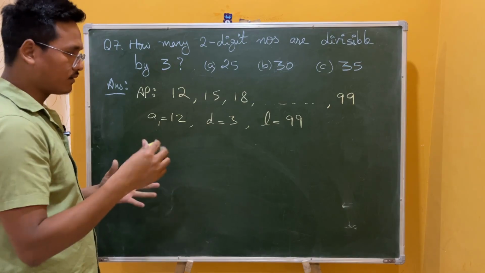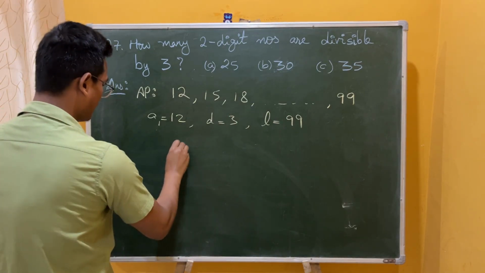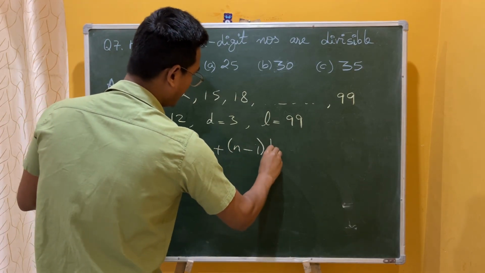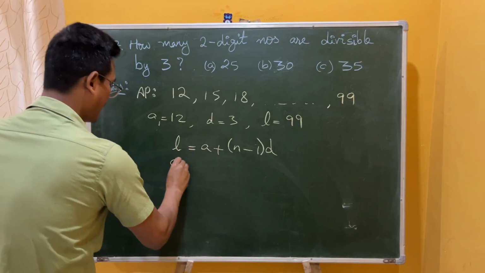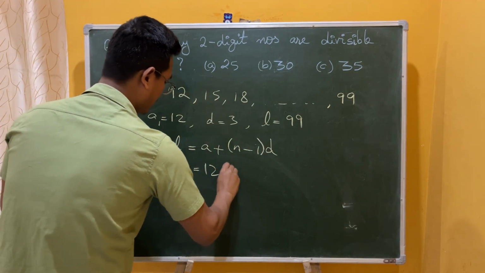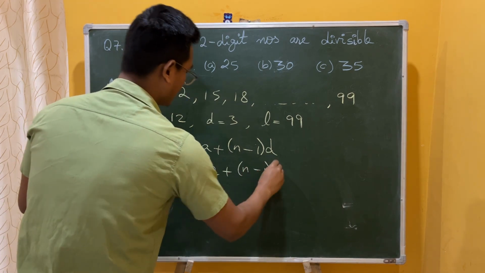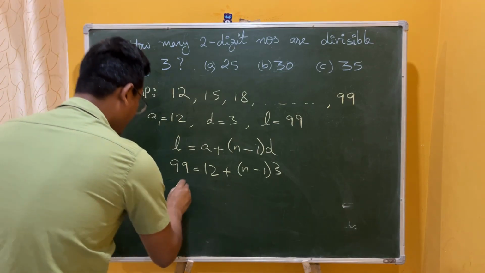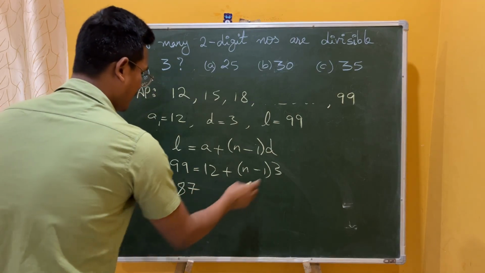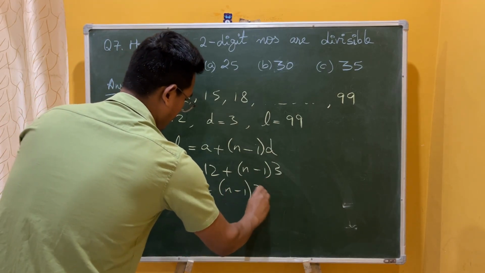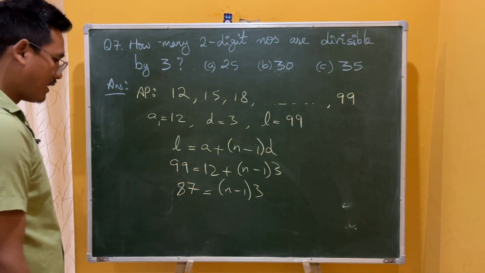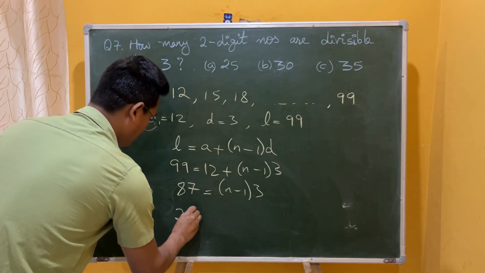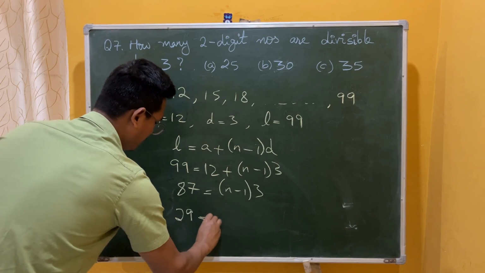So the formula for the last term, or any term, let's say the last term, is given by a plus n minus 1 into d, isn't it? So L is your 99, a is your 12 plus, you don't know n, d is 3. So how much is 99 minus 12? It's 87. So 87 equals, next we divide 87 by 3, and the answer is 29 equals n minus 1.